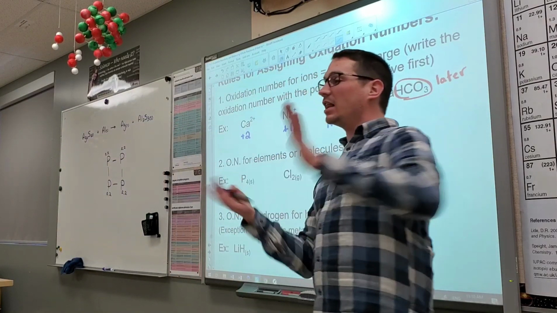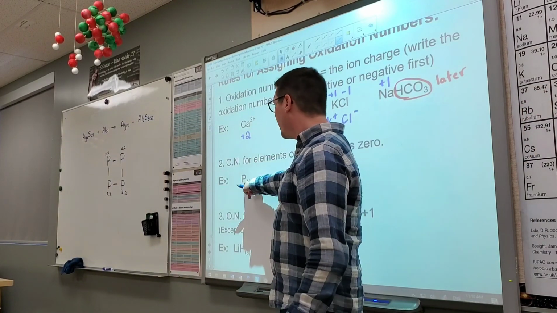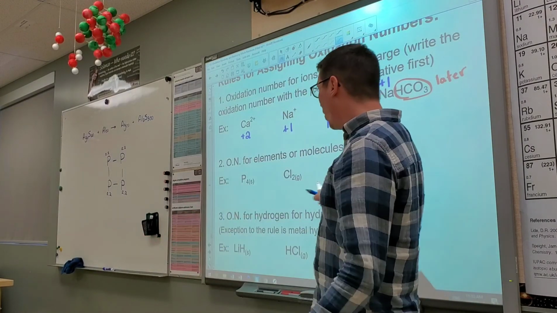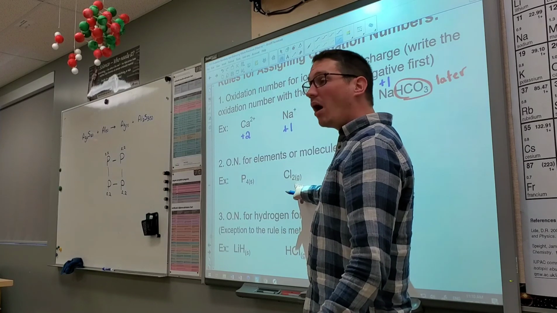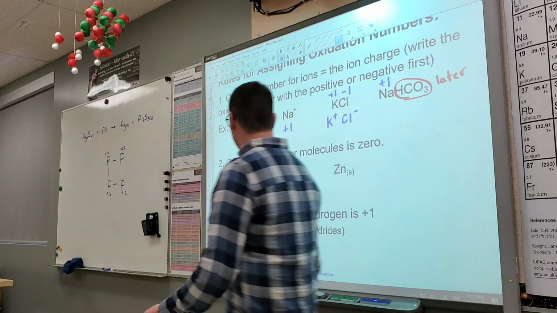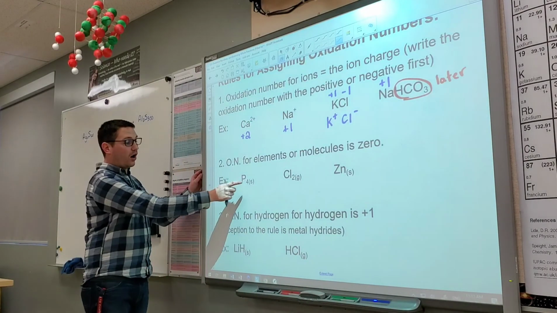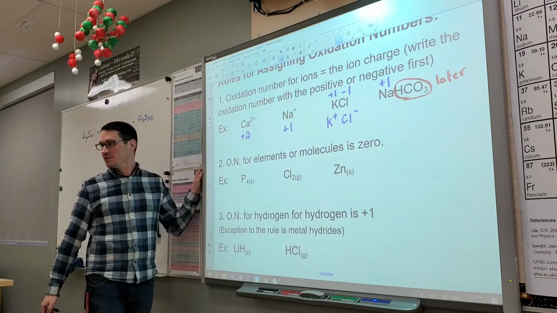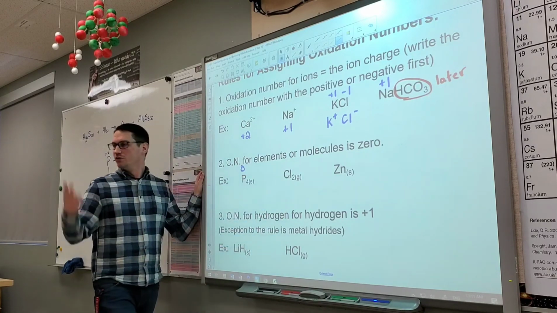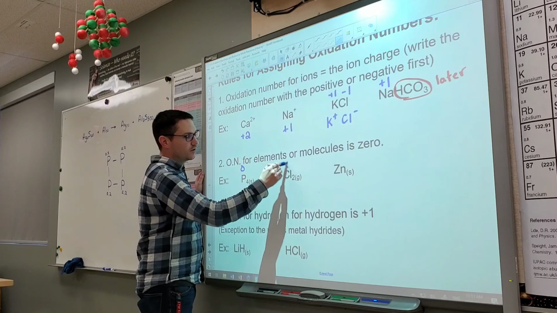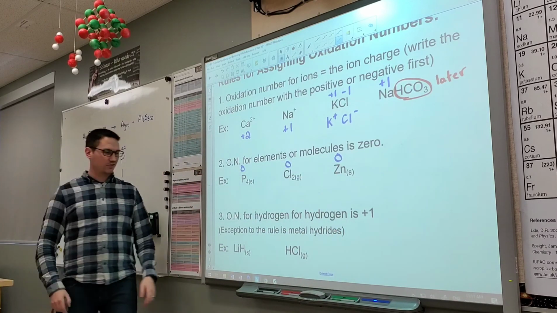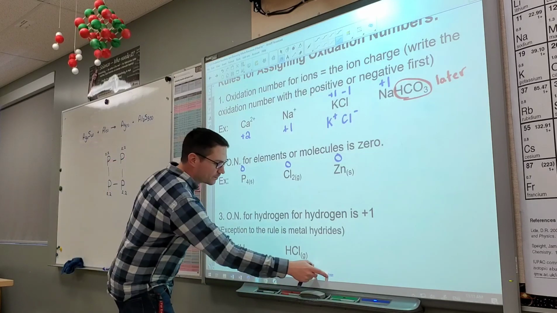If you just see an element is something either by itself, in which case it hasn't gained or lost any, or it's something bonded to itself, in which case it hasn't gained or lost any. So what's the oxidation state of all 4 of these phosphoruses? 0. What's the oxidation state of both of these chlorines? 0, and this zinc is 0. Is that okay? Hasn't gained or lost any electrons compared to its atom form. Okay, perfect.